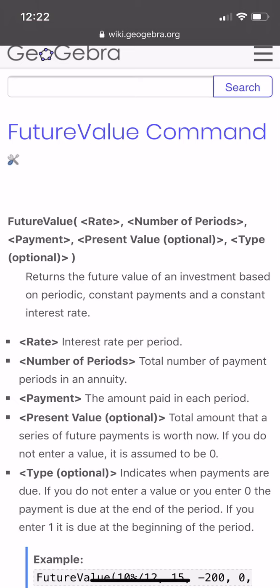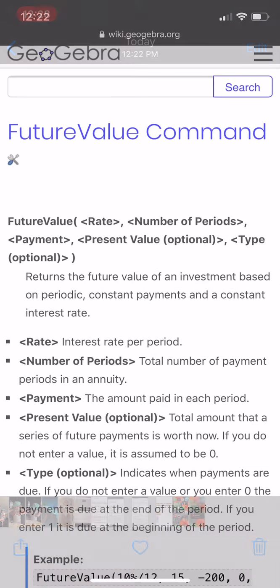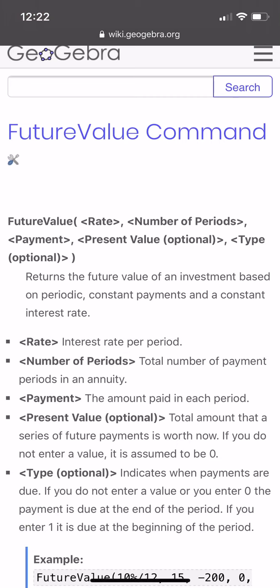In the parentheses, we're supposed to put the rate, and then the number of periods, the payment, present value, and the type. And what this means for rate, we're going to take our interest rate and divide that by the number of periods. For annually, this would be 1. Semi-annually, we're going to have to divide by 2, etc. For number of periods, this is how many periods you have total over the years. So I have 1 period annually, but it happens for 8 years in my problem, so I would do 1 times 8. For semi-annually, I'm going to have to do 2 times 8.